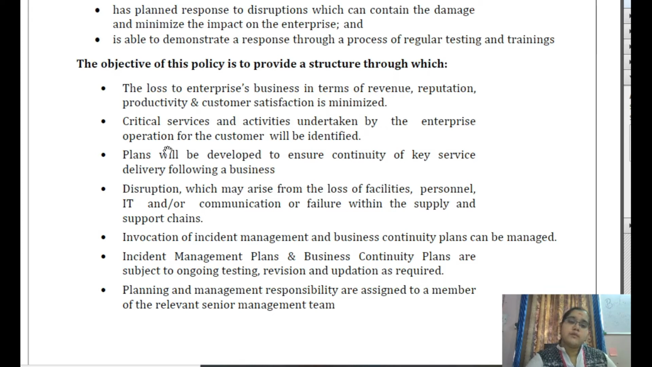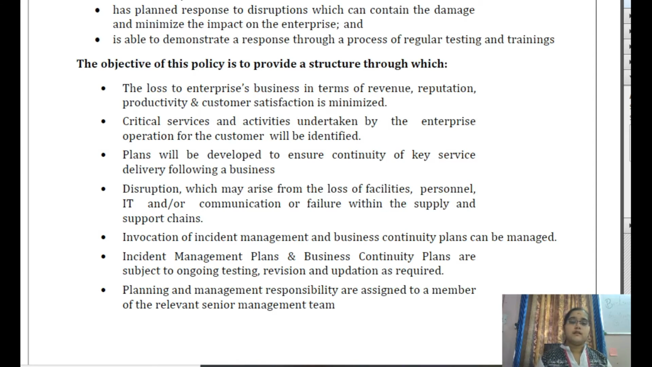So what are the objectives of the policy? The objective of the policy is to reduce the loss of the enterprise business in terms of revenue, reputation, productivity, and customer satisfaction. The first objective is that the loss of enterprise business must be minimized, and the loss in terms of productivity, reputation, revenue, and customer satisfaction must be minimized. The other objective is to identify the critical services and activities undertaken by the enterprise for the customer.